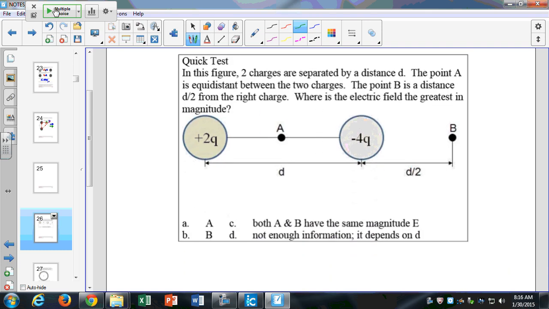Let's try this little quick test. Here I have a collection of charges, a plus 2Q and a minus 4Q charge. And I want to know where is the electric field the greatest in magnitude. Is it at a point A, which is equidistant between these 2 charges? These 2 charges are separated by a distance D, and this point A is halfway in between. Or is it at a point B, a distance D over 2 from that minus 4Q charge? Where is the electric field the greatest? At point A, B, do they have the same magnitude, or does it depend upon that distance that we assume? So you can't know.